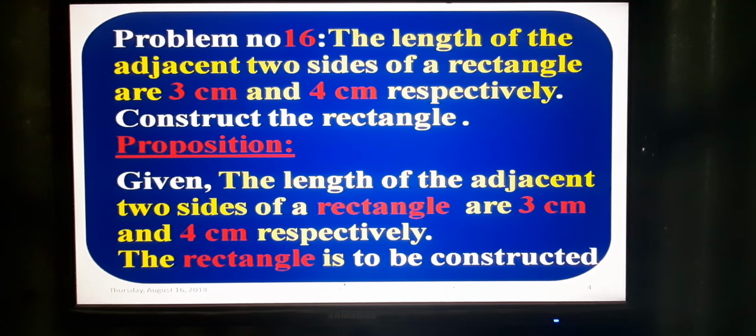My dear students, we have to draw a rectangle, but what things are given? Here two things are given. One is two adjacent sides. Do you know what adjacent sides are? When two sides are joined to each other by a corner or edge, that is called adjacent sides. These two adjacent sides are given. One is 3 cm and another one is 4 cm, and we have to draw a rectangle.